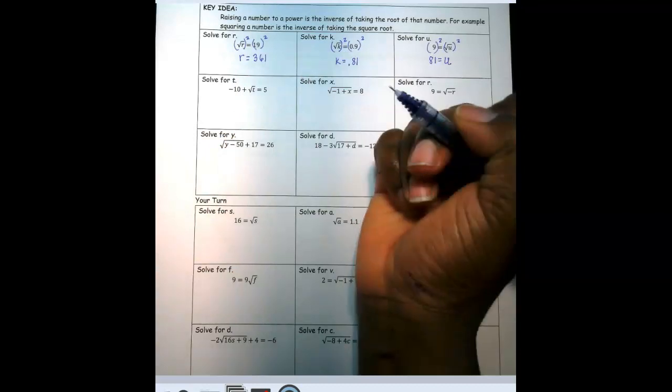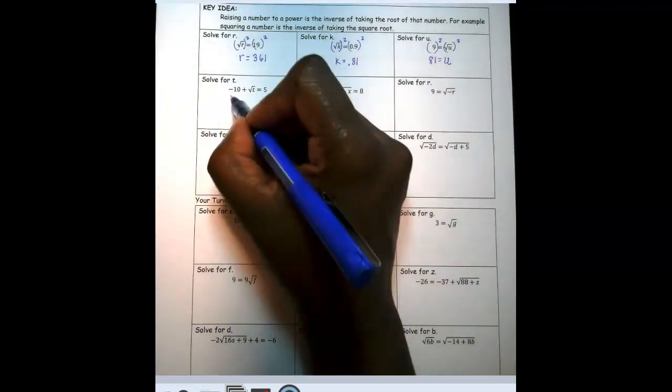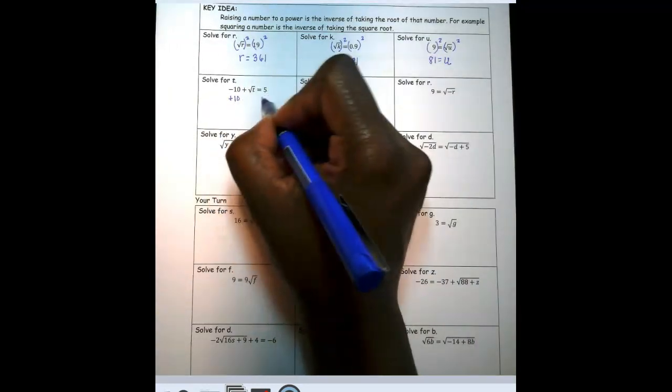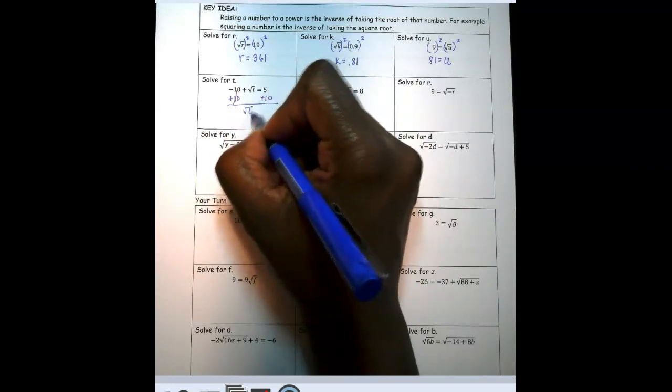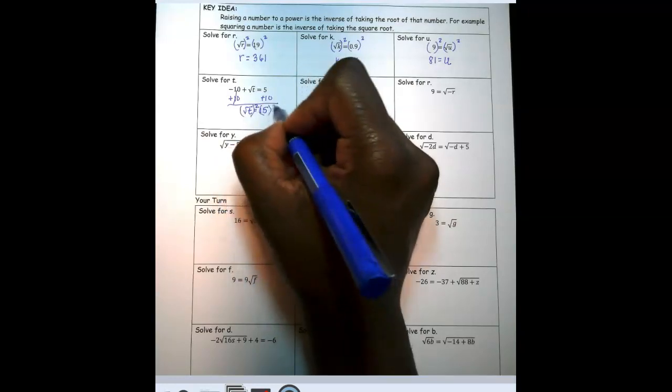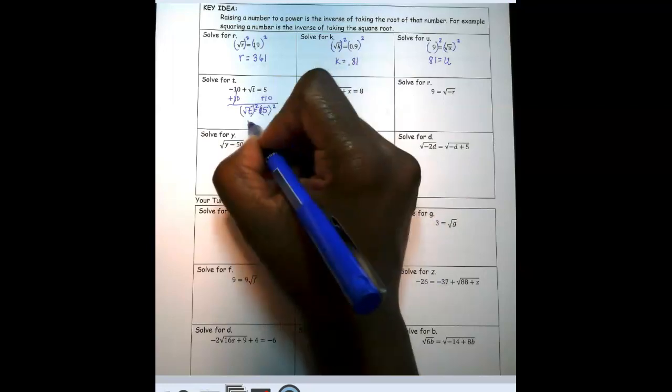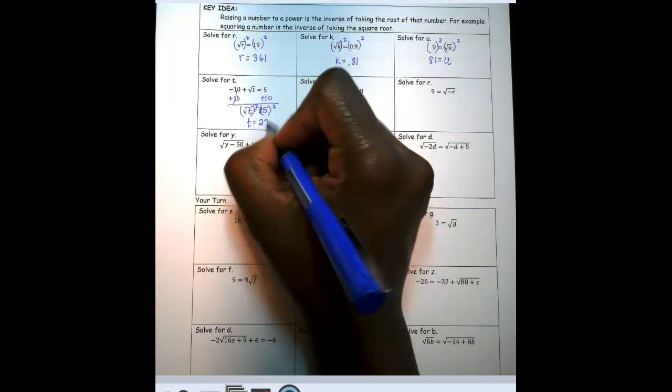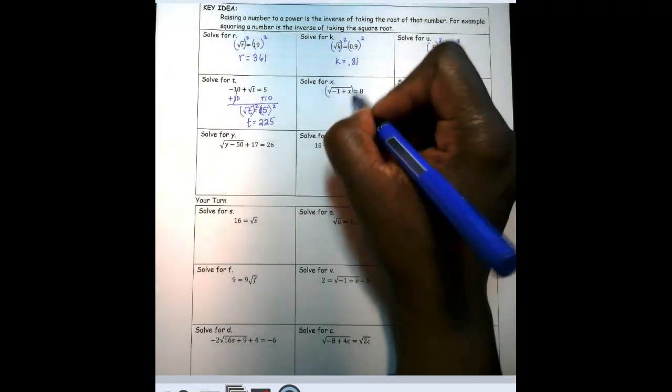Now here, what we want to do is get this radical alone. So the first thing I'm going to do is add 10 to both sides of the equation, and that leaves me with the square root of t is equal to 15. Now I can square both sides of the equation, and that gives me t is equal to 225. We're doing the same thing, so we're just squaring both sides.